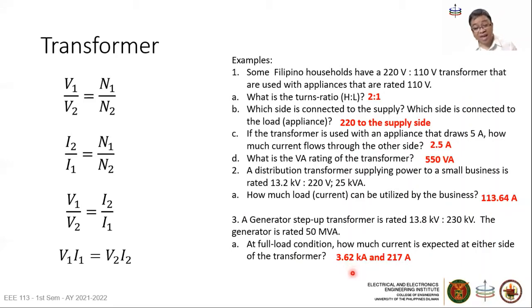On the high side, that should be 50 MVA divided by 230 kV. The current turns out to be 217 amperes. Take note that we have the low side here, higher current, high side here, lower current. And that's one of the main reasons why we use transformers. We step up the voltage so that the current will be scaled down.